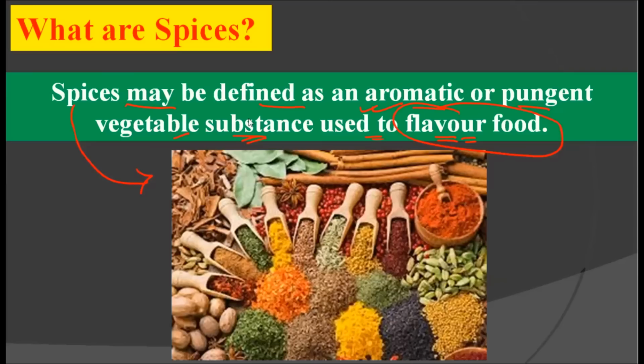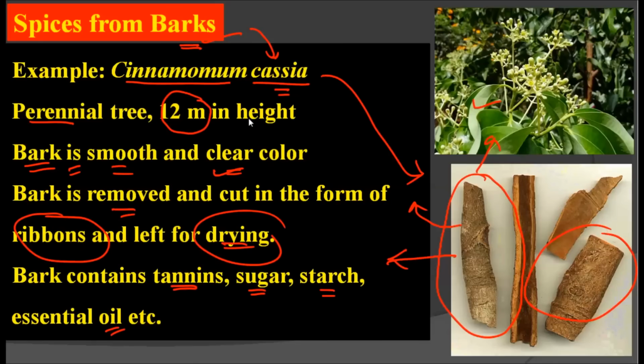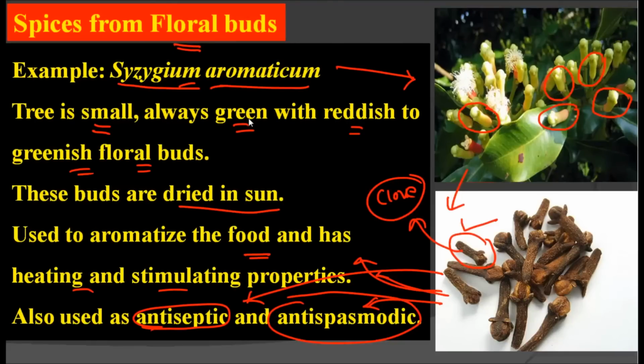So in summary, we have seen what spices are. Spices may be defined as the aromatic or pungent vegetable substances used to flavor the food. Then we have seen the spices from the root, with the example of Zingiber officinale, whose rhizome is used for spice. Then spices from the bark, with the example of Cinnamomum cassia, and spices from the floral buds, with the example of Syzygium aromaticum.